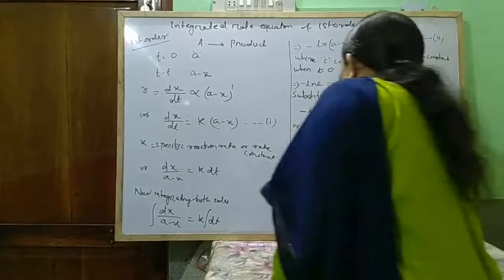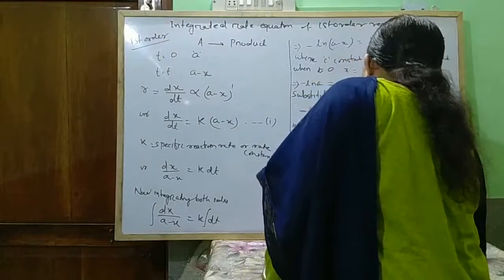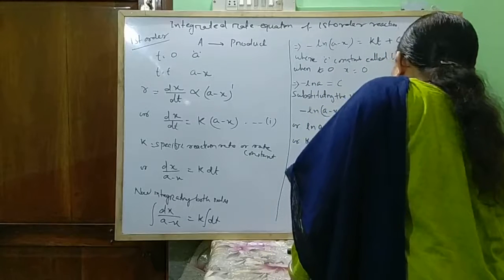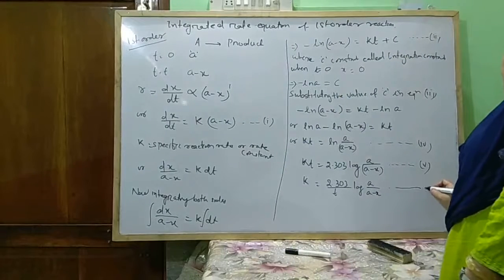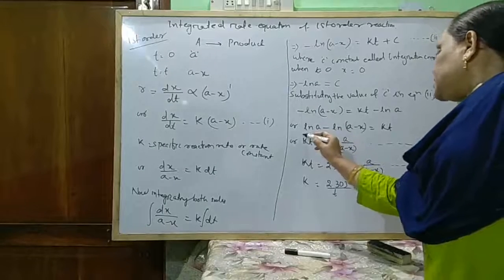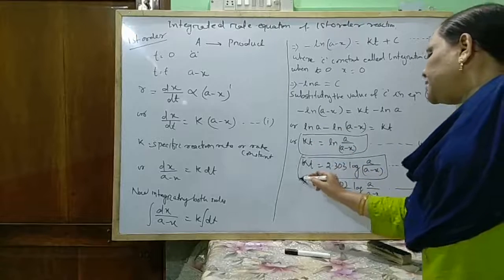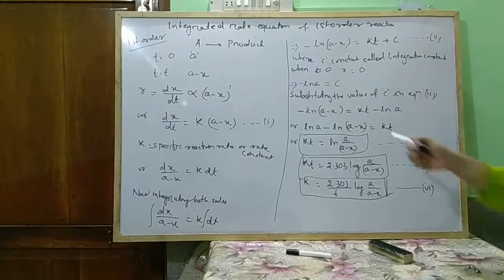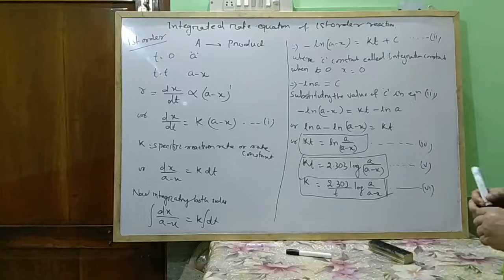Or we can write k equals 2.303 by t log a by a minus x. Suppose we call this equation 6. These equations are known as the integrated rate equations of a first order reaction.